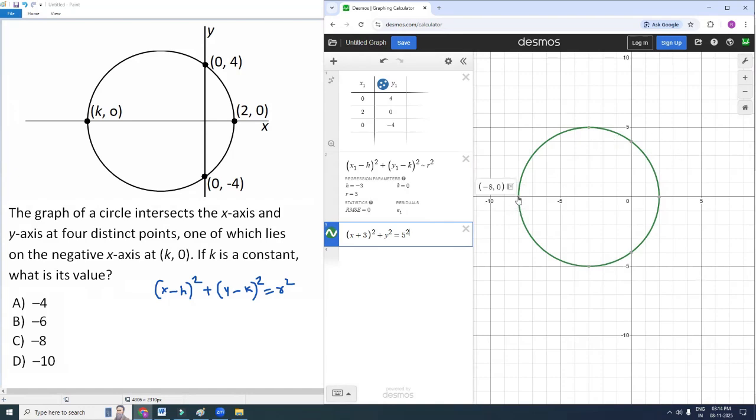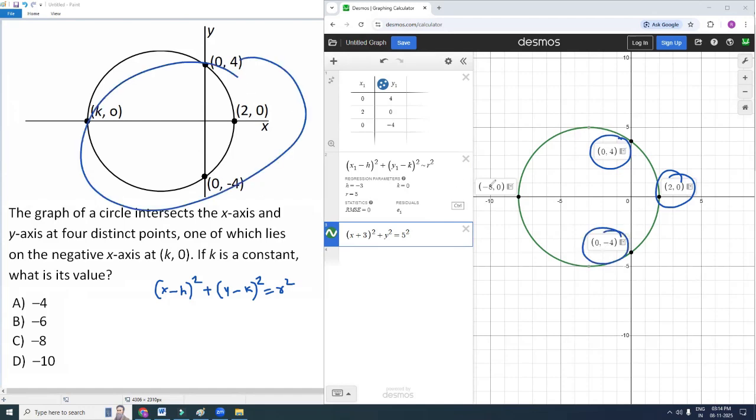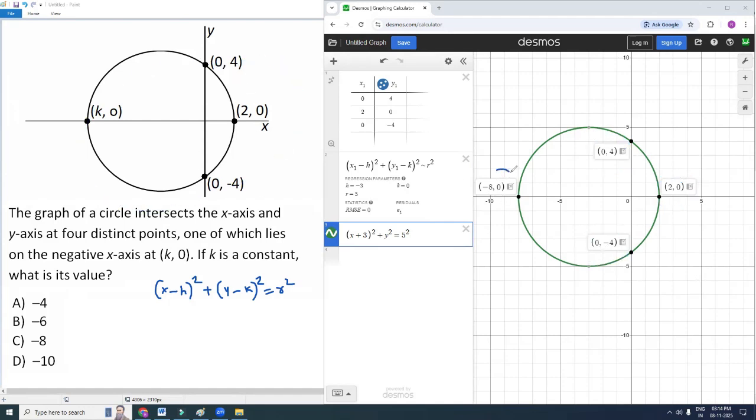Now let's consider the points over here, here, here. Already we have these points 0, 4, 2, 0, 0, -4 in the given figure. Now let's consider this particular point that we have at the place of k, 0. So at the place of k, we have -8. So here I got the value of k, that is -8. We find -8 in answer choice C. The correct answer choice for this question is C.